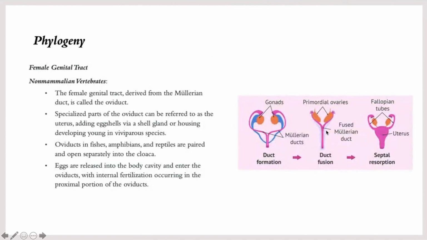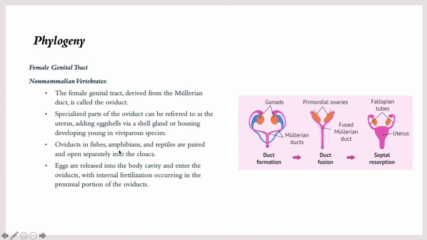Okay, so the phylogeny of the female genital tract. In non-mammalian vertebrates, the female genital tract comes from the Mullerian ducts. Special parts of the Mullerian ducts can later form the oviduct. This oviduct can be referred to as the uterus later on when it becomes specialized. The oviducts, which you can find in fishes, amphibians and reptiles, are paired and they open separately into the cloaca, which is the anal region.